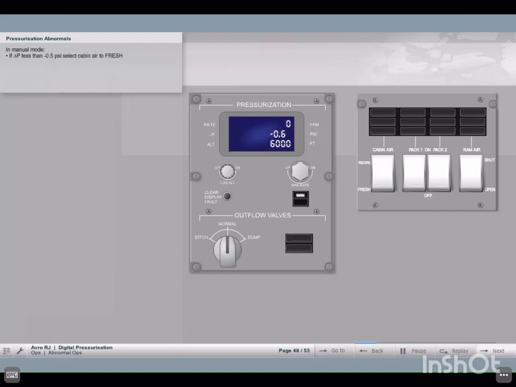If the warning was due to cabin differential pressure being less than minus 0.5 psi, cabin air should be selected to fresh to attempt to pressurize the cabin. Before landing, both packs should be switched off, and the outflow valve selected to dump.